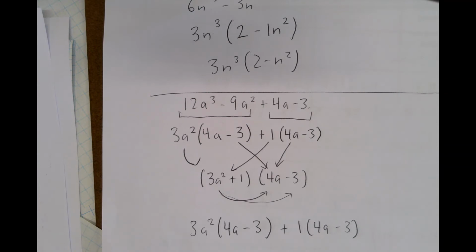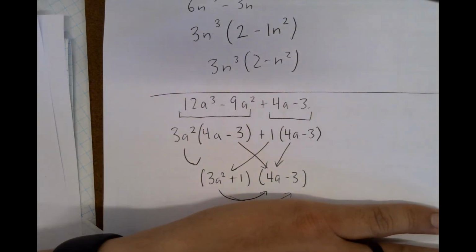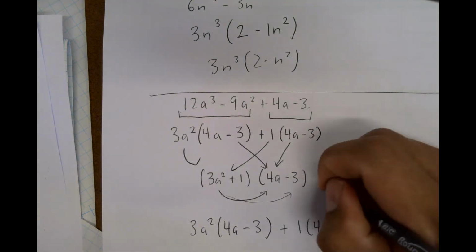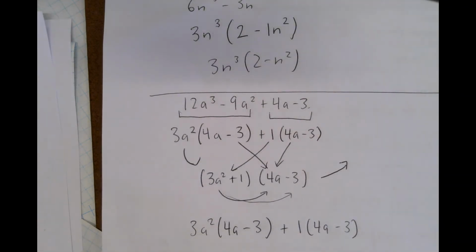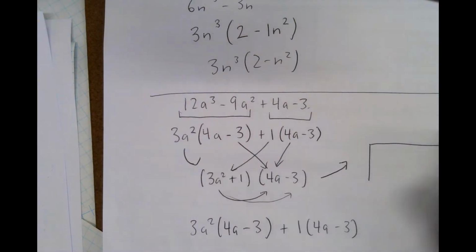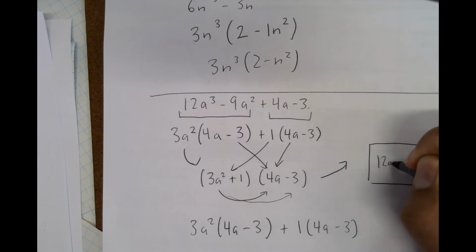So technically, on the test, I just want you to end right here, but I want to show you mathematically the reason we're able to do so is because we're undistributing all of our different terms, okay? The reason we're able to do this and the reason why this is so important is because if you look at this, what it's saying is that you have an area of 12a to the third minus 9a squared plus 4a minus 3.